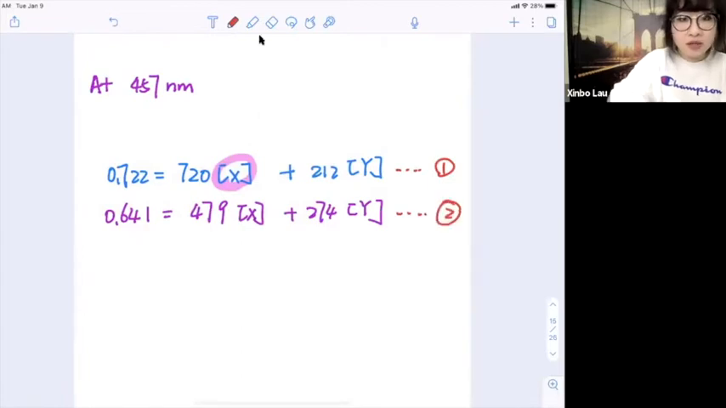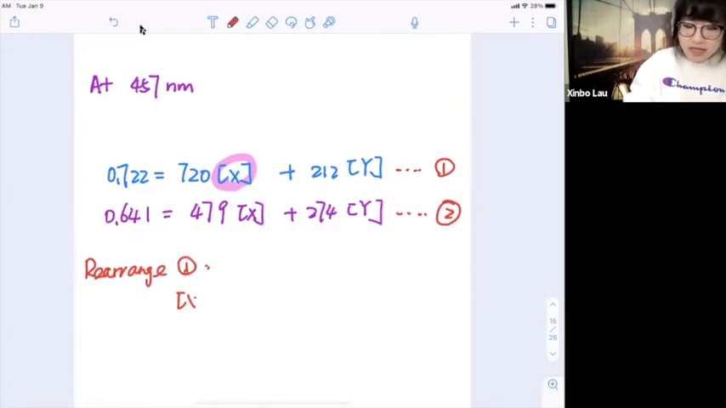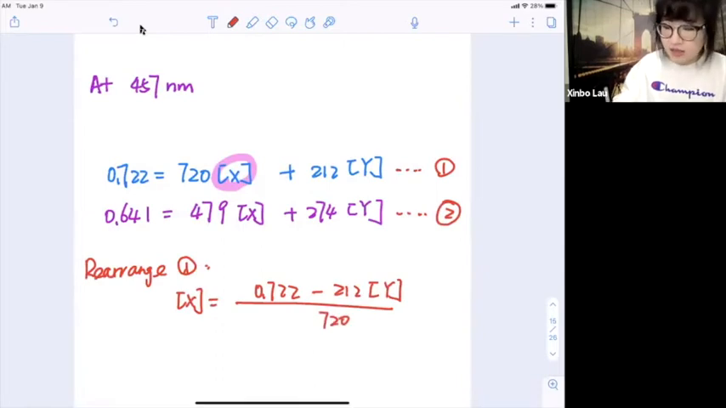So what's the way to solve for this? I'm gonna rearrange equation 1, right? Rearrange equation 1. Then I'm gonna use everything to express this X. Reorganize this equation, and I can get to 0.722 minus 212 concentration of Y divided by 720. Okay, so I'll say this equation is equation 3.